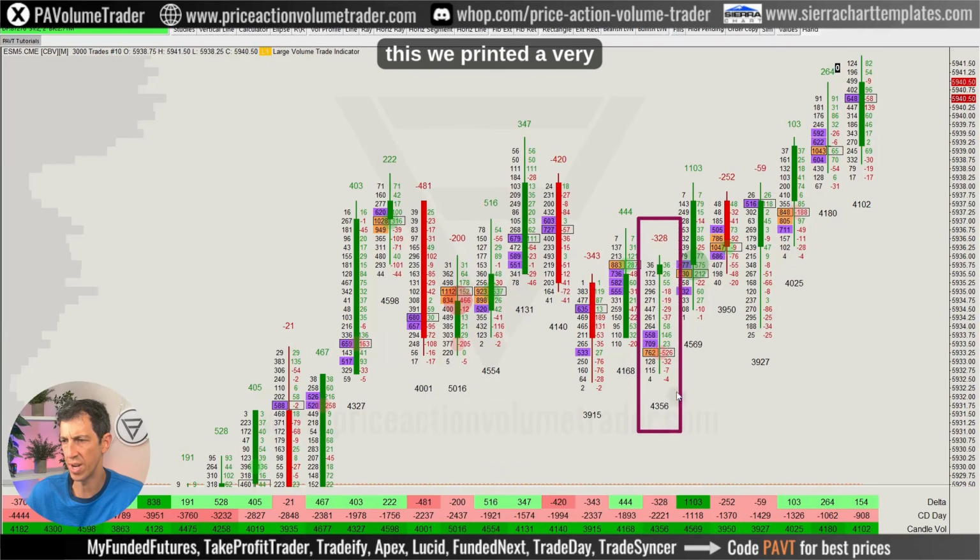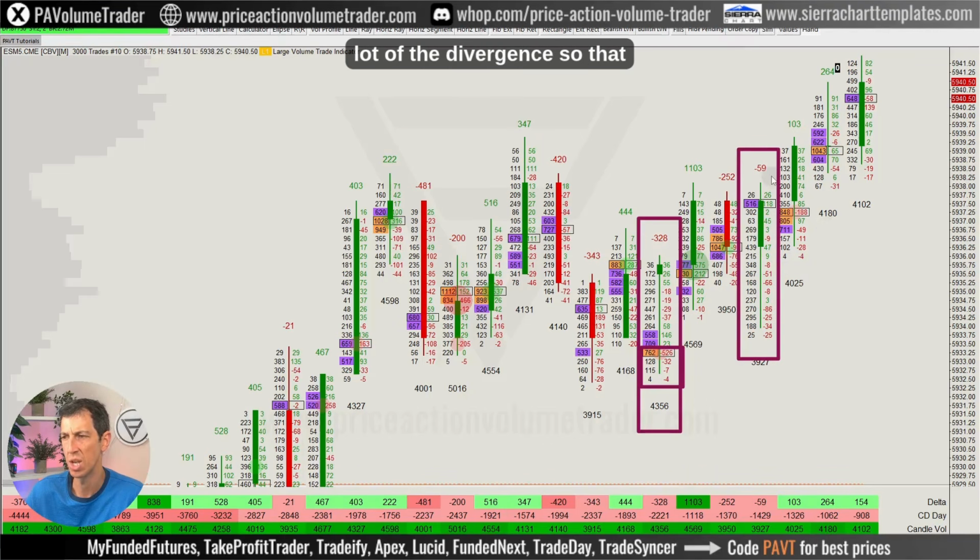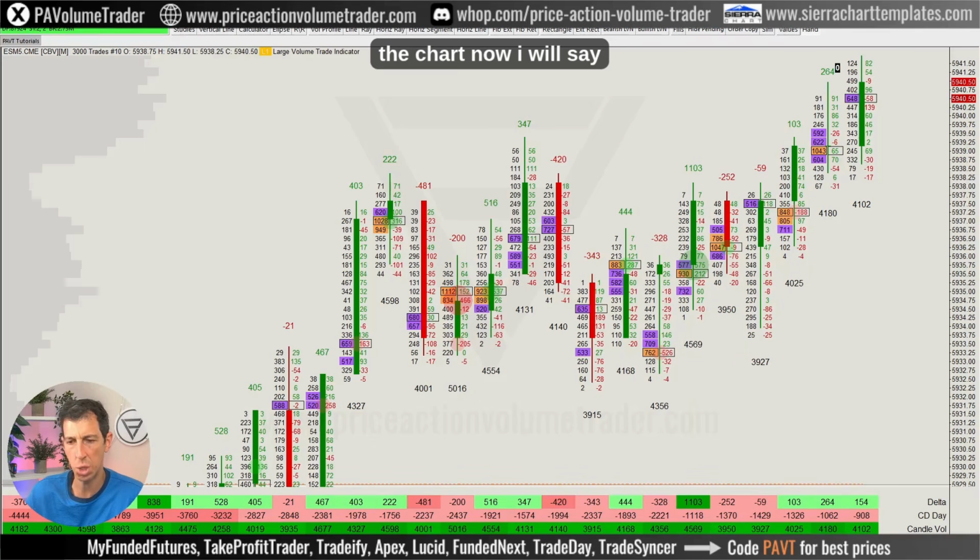This printed a very bullish pin bar candle with a minus 328 negative delta. What that means is you can see at the bottom, we have a lot of aggressive sellers trapped at the bottom, and that helped to fuel this push up. Here's another bullish divergence. So that is another thing that you can look for on the chart.